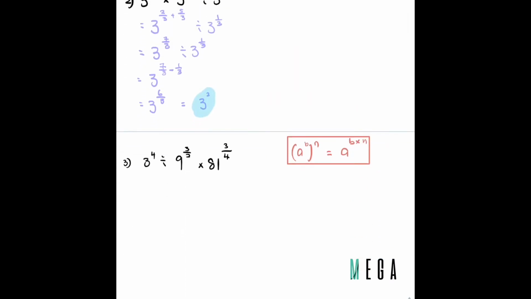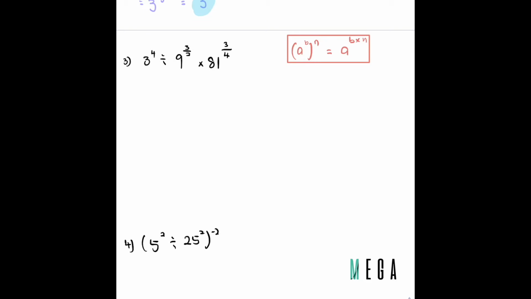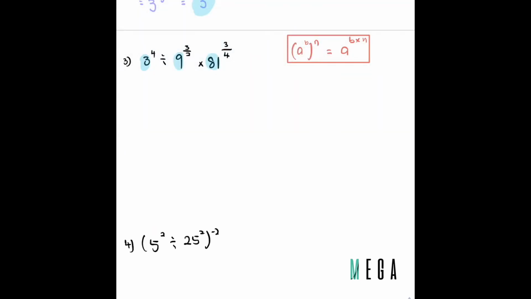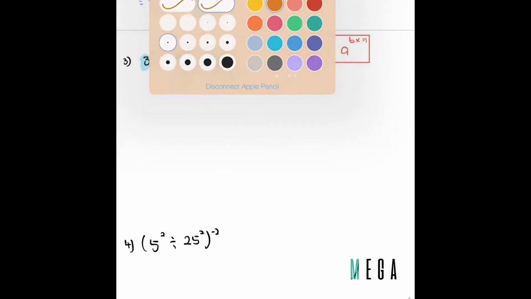And right now, let's look at this third question. For the third question, it might seem difficult because you see the bases aren't the same. You have 3, you have 9, and you have 81. But you do realize that this 9 and 81 are sharing the same base. 9 is basically 3 squared, and 81 you can reduce into 3 to the power of 4. So this I can reduce into 3 to the power of 4, and this I can reduce into 3 squared. So what do I need to do?